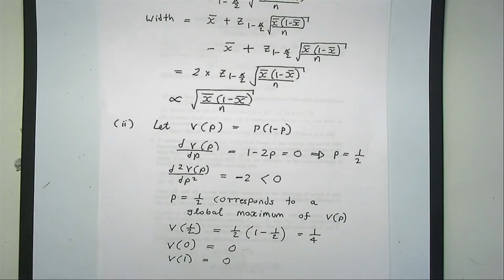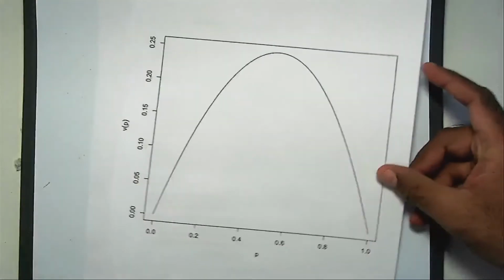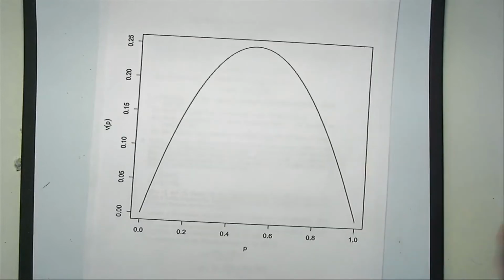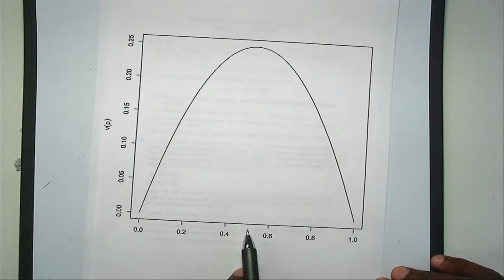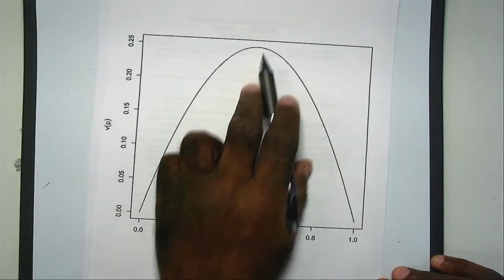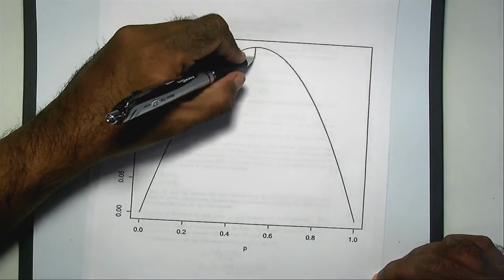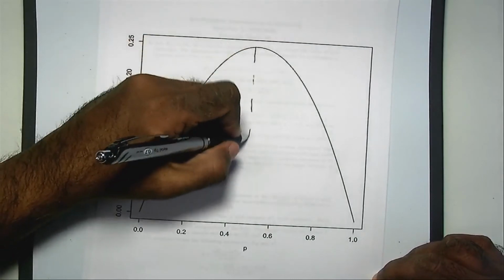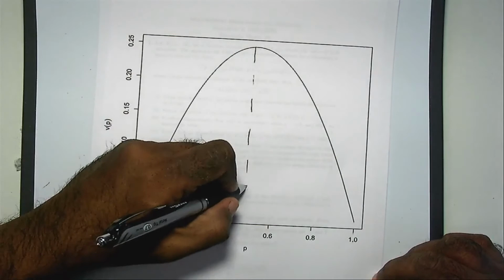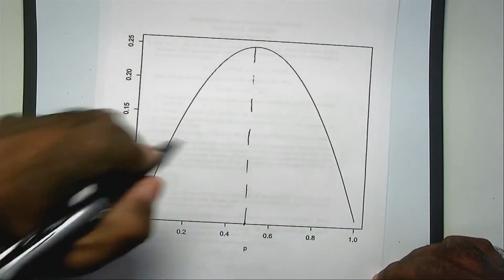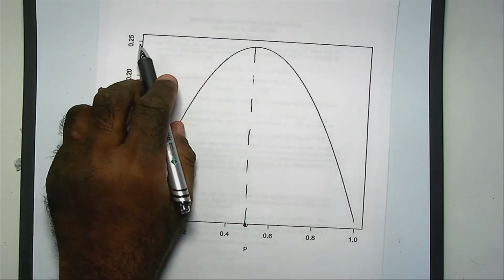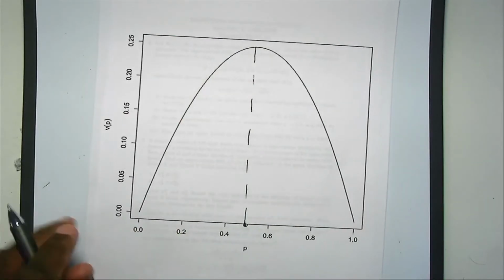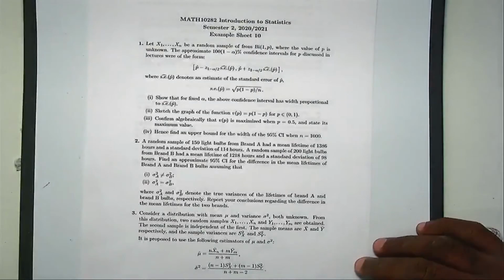If you do that, this is what you will get. It will look like this. As you can see, it is 0 at 0, 0 at 1, and at half it takes the value quarter. This point here is p equal to half, where you get the largest value of the function, 0.25, which is a quarter. So that completes part 2.